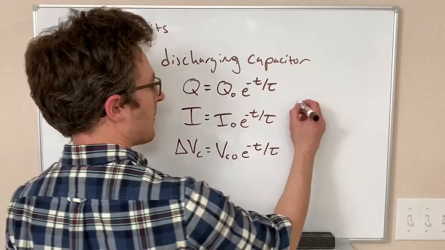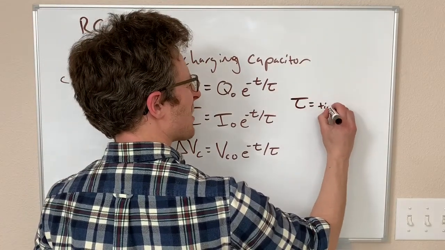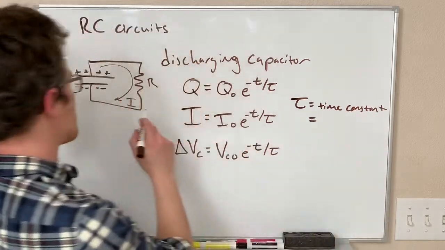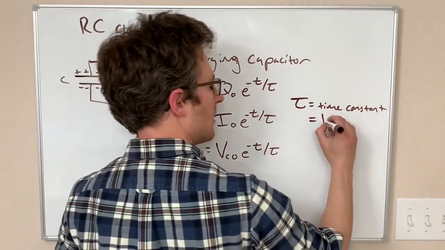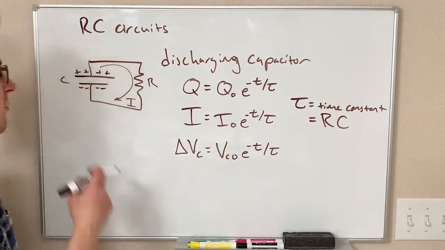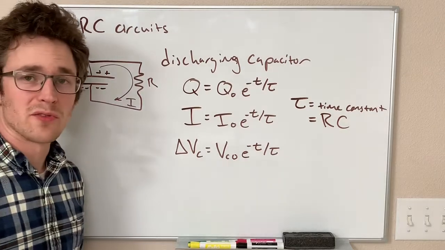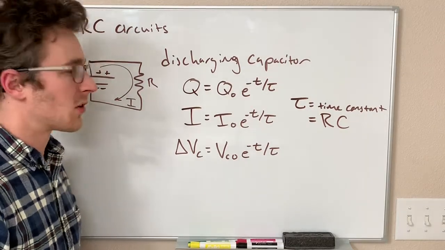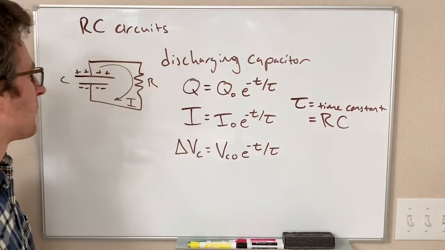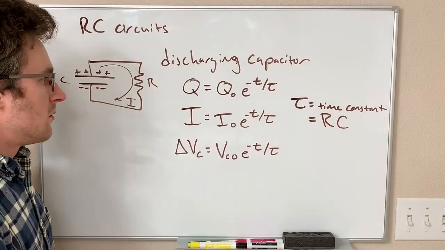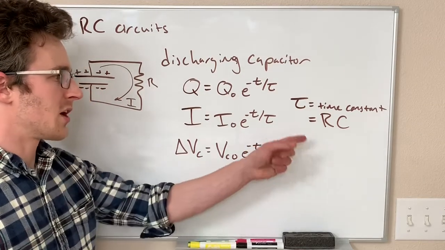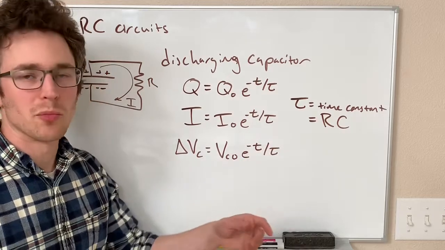This tau here is our time constant, and for this circuit with one resistor and one capacitor, it is simply equal to R times C. If we had multiple capacitors or multiple resistors, we would want to find the equivalent resistance or capacitance and plug those values in there instead. And so, what is this amount of time? So we plug in an R, plug in a C, we get some number of seconds.